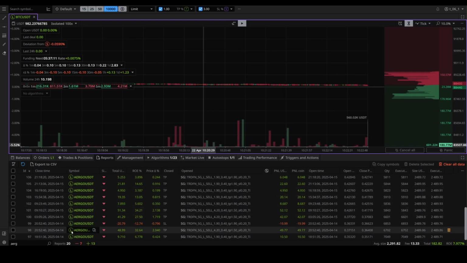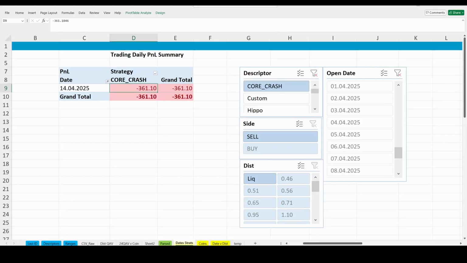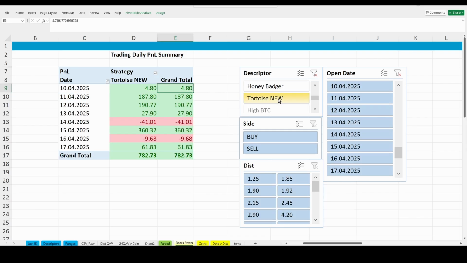So I was happy with the way the Tortoise was performing. As you can see here on the 14th, I got a loss of 361. And then with my Tortoise strategy, the very next day on the 15th, I made it all back with all those duplicate algorithms. Looks pretty nice. However, the reason I do not recommend to do this blindly is as follows.